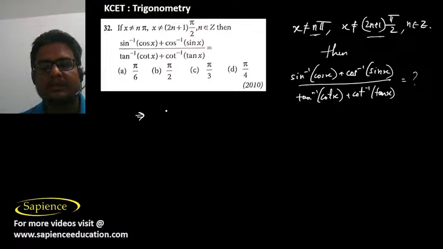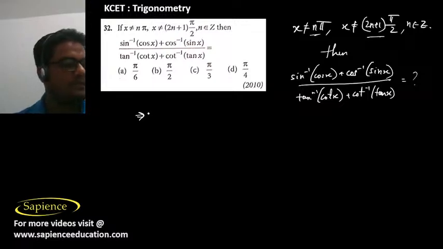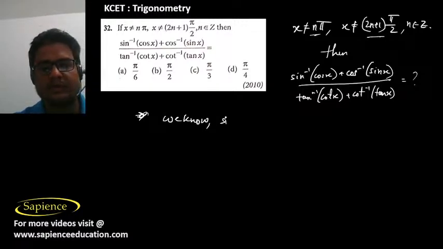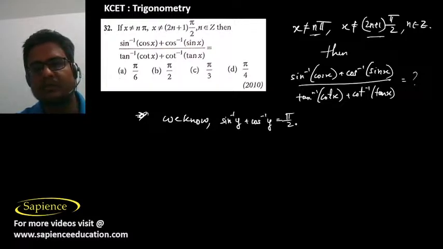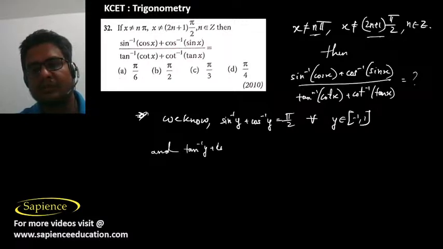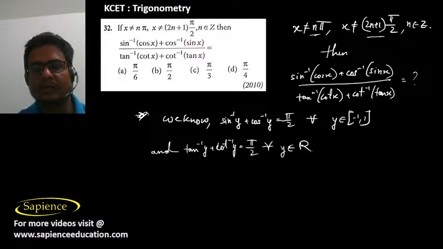So this we can write. So now we know that sine inverse y plus cos inverse y is equal to pi by 2 for all y belongs to -1 to 1, and tan inverse y plus cot inverse y is also equal to pi by 2 for all y belongs to R, for all real numbers y.